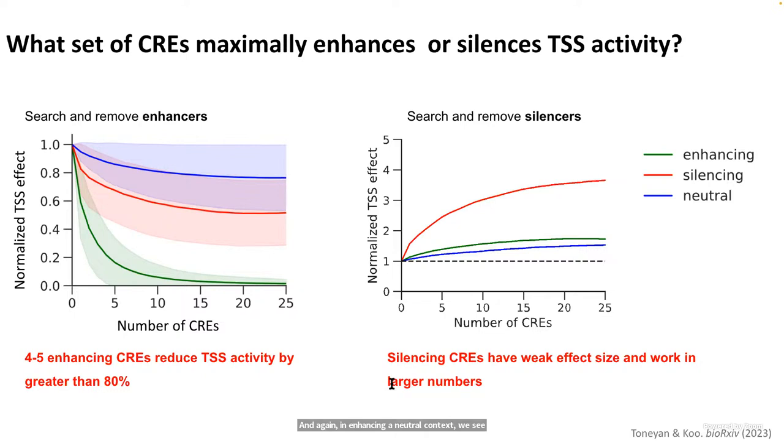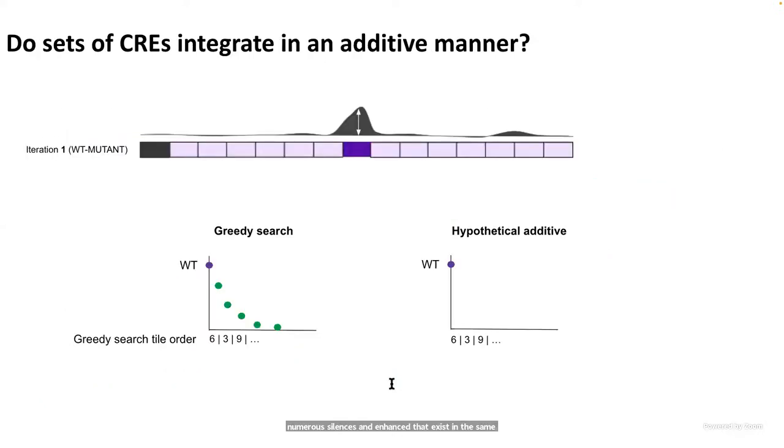So together, it seems that Enformer is integrating the net effect of numerous silencers and enhancers that exist in the same context. And so in the last set of experiments, we performed the greedy search because we suspected that perturbing one CRE could affect the behavior of the other CREs. So in this experiment, we're going to ask whether this is indeed the case or CREs are acting in an independent additive manner. So in this comparison, we started with a hypothetical scenario where each tile does act independently.